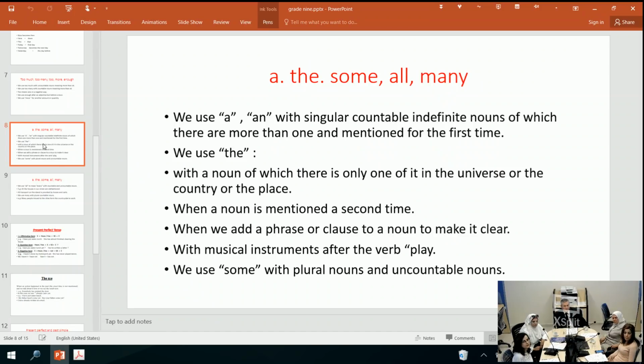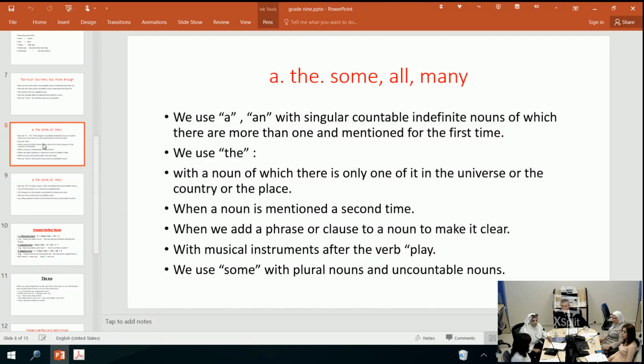The following one. Now with musical instruments after the verb play. I play the oud, I play the guitar, I play the violin, and etc. So always after the preceding verb play, with instruments, use the. Play the guitar, play the piano. Miss Abir.